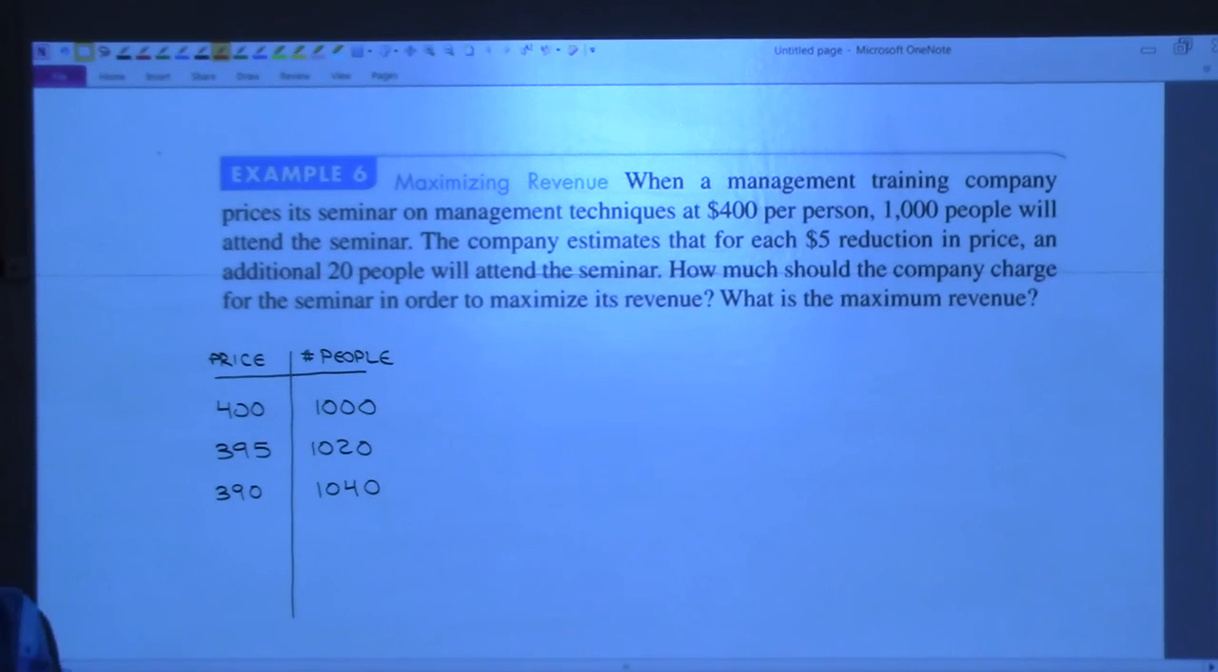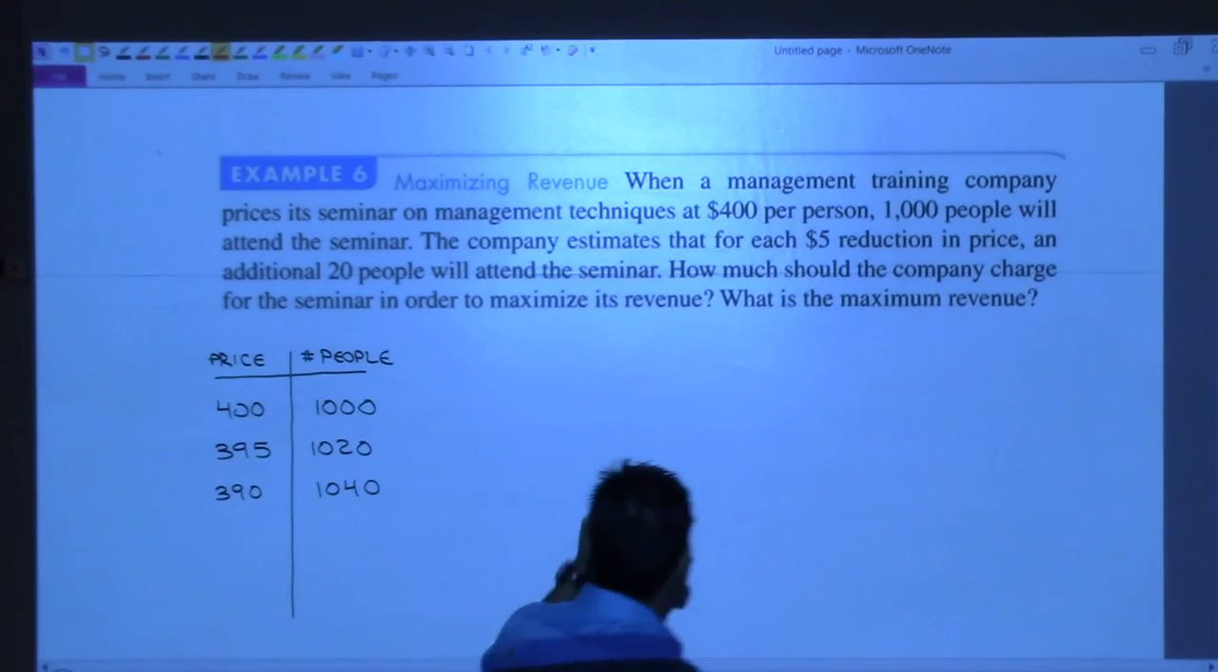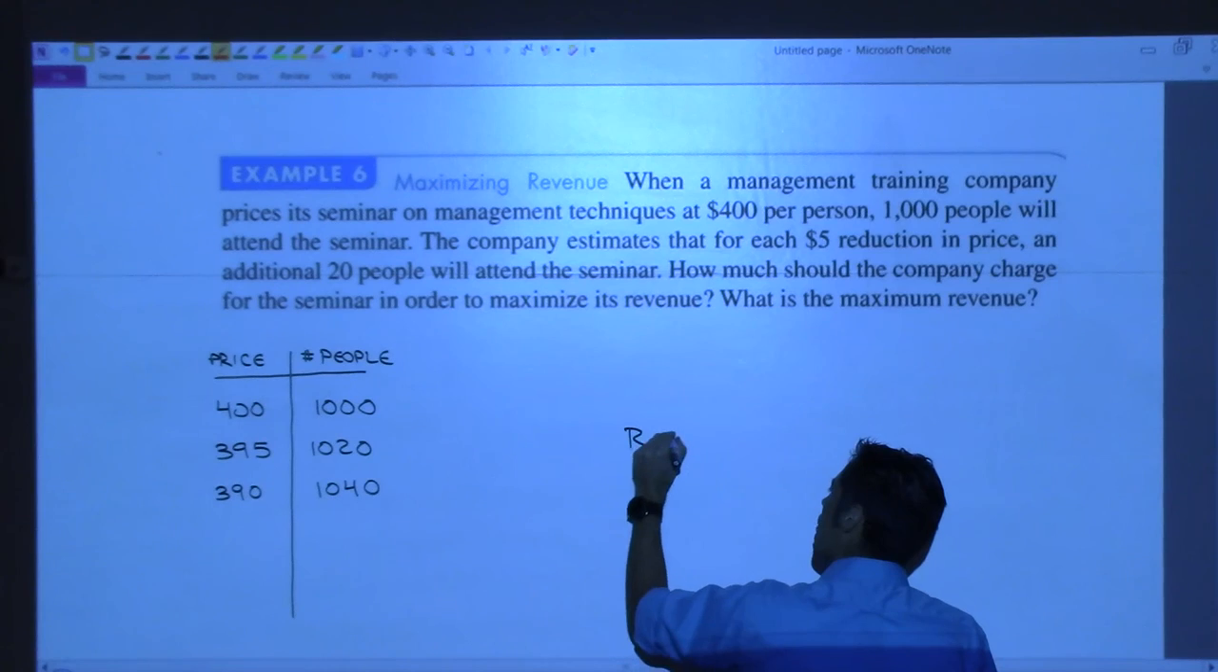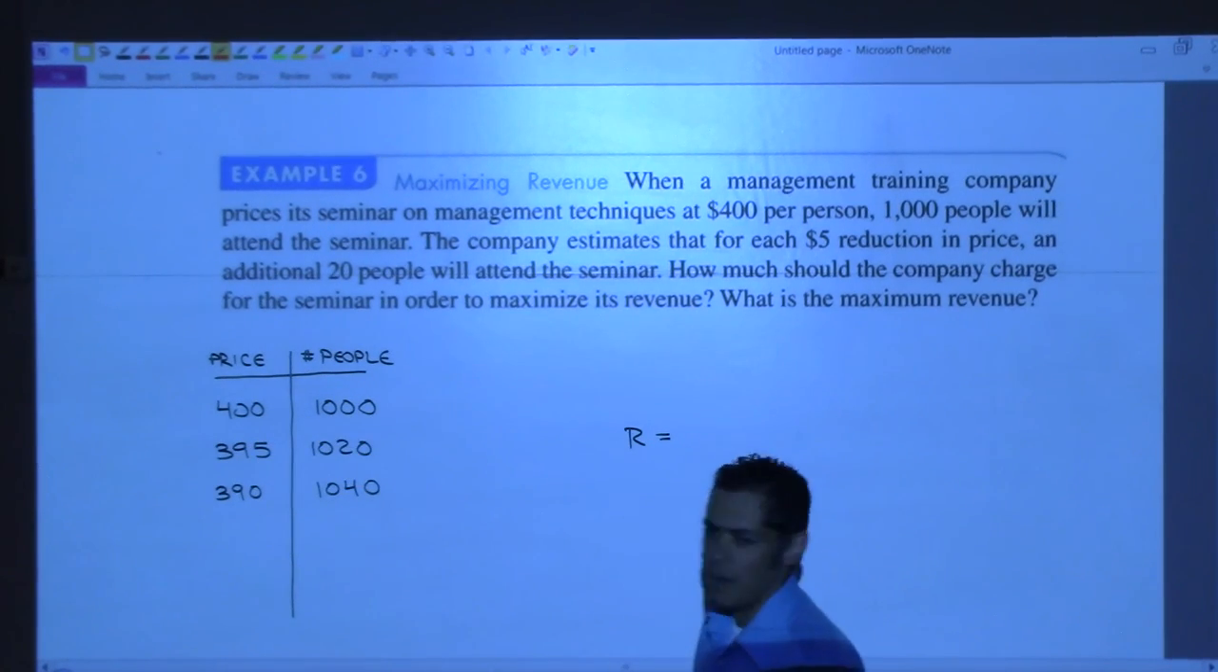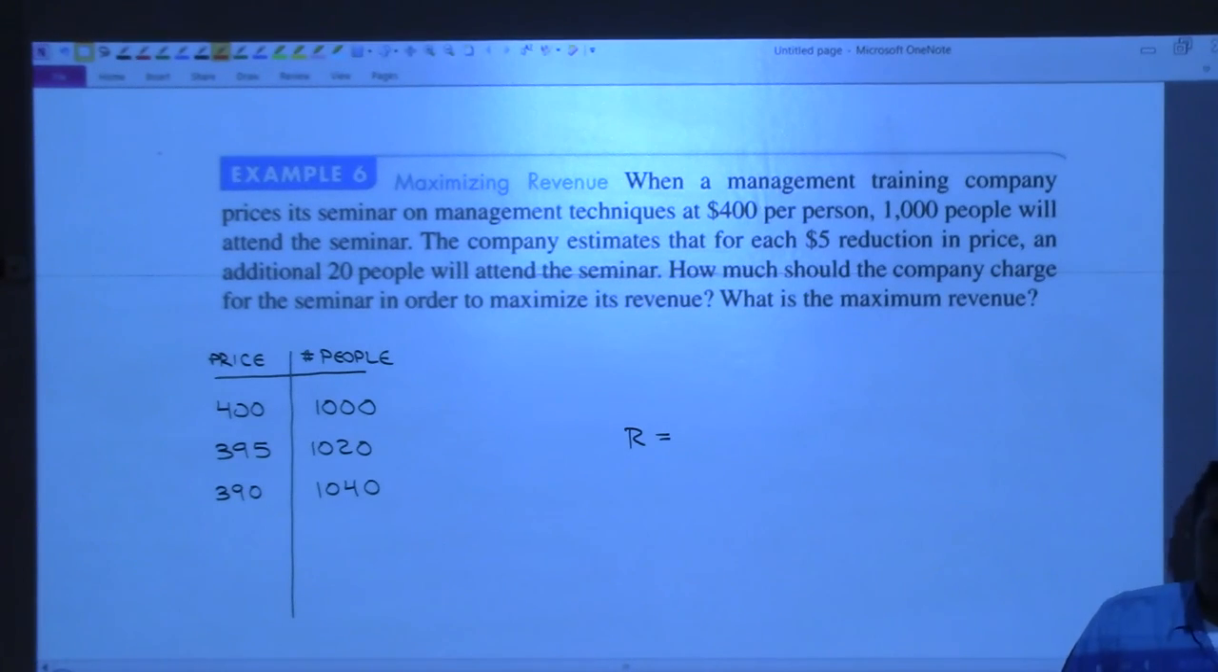Now, let's talk about the actual revenue, the money they're going to bring in, right? Or, well, they're saying revenue here. We're going to assume that the revenue, they don't talk anywhere in here about cost, do they? Like how much it's going to cost them to run the seminar? So we're really looking at the money that's going to come in. The revenue should be what? If they price it at 400, they expect 1,000 people. How much are they going to bring in? 400 times 1,000, right? Yes?